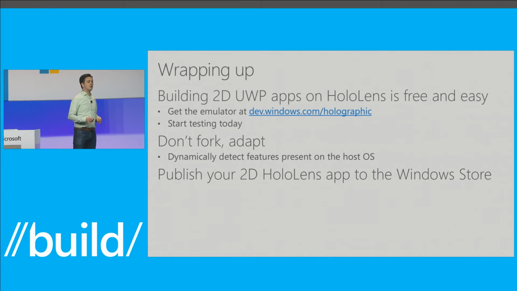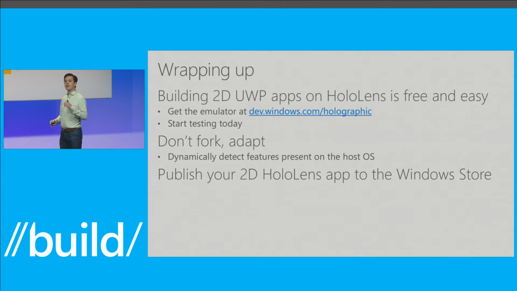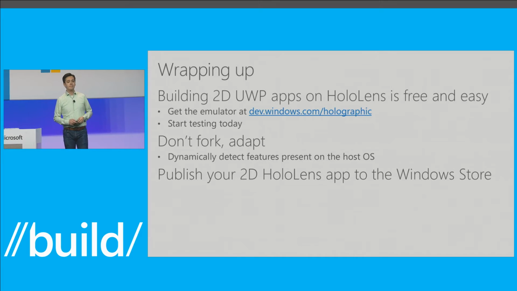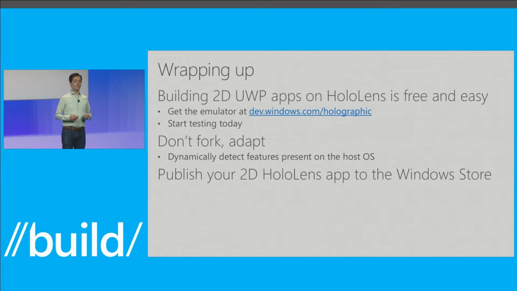And in the event that you do need to make changes to your app to behave differently on HoloLens versus other platforms, you don't have to fork your code base. That's just a world of hurt. It's bad for everybody. You can make your app dynamically adapt and detect the features of the host OS and do things differently at runtime. And then, of course, you can publish your two-dimensional app to the Windows Store exactly as you do with any other two-dimensional app.